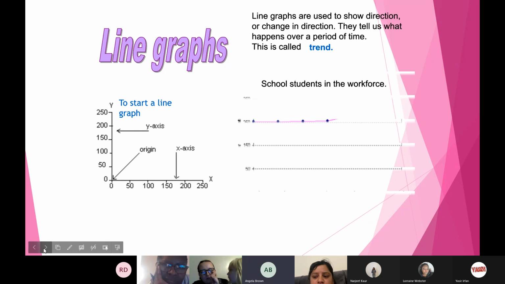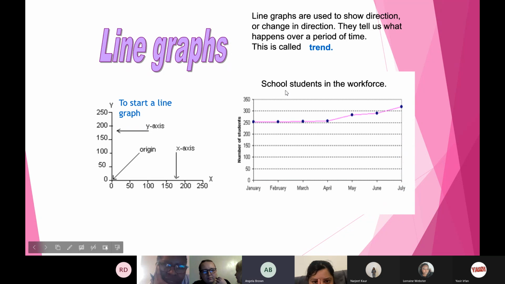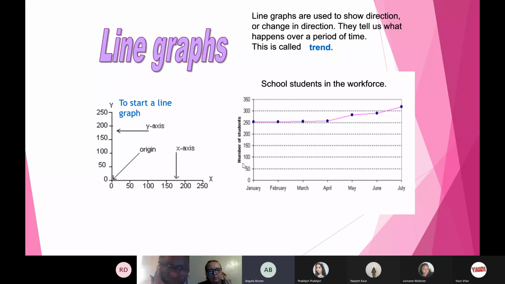So let's have a look at an example. School children in the workforce. So we've got our 0, which tells us on the side the number of students. So we don't put frequency this time. We write down on the y-axis exactly what we are measuring. And on the y-axis, we're measuring the number of students. So the total number of students was 350, and we're spacing it out. We're looking at it over the period of time from January to July.